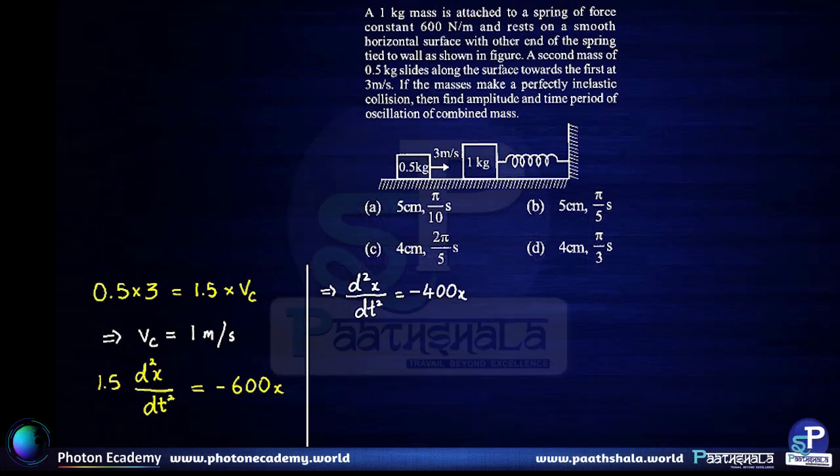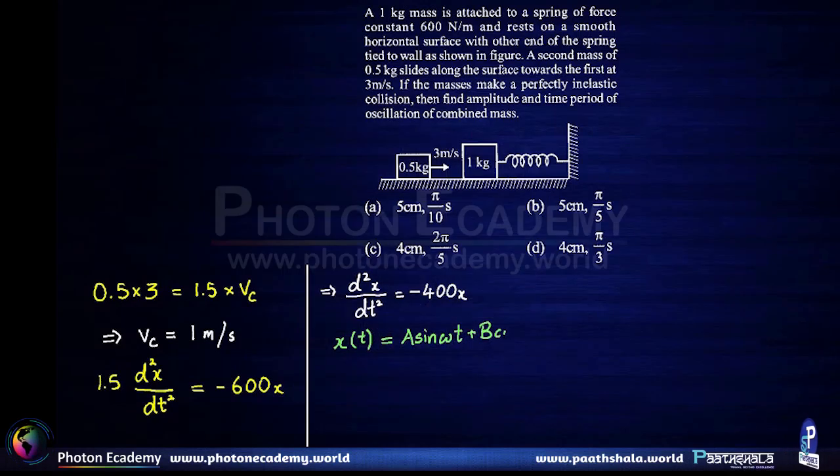A differential equation of this form has a solution that looks like x as a function of time is equal to a sin omega t plus b cos omega t, where omega square is equal to 400.